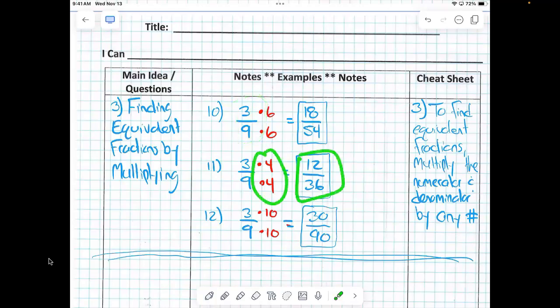12/36, because we multiplied by 4, is the same as 3/9, right? And then 3 times 10 is 30, 9 times 10 is 90. Is 30/90 the same as 3/9? Is it also the same as 1/3 when we reduced it? Oh my God. They're all the same. They just look a little bit different, right? We good?